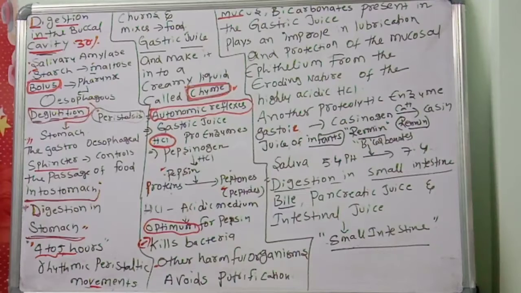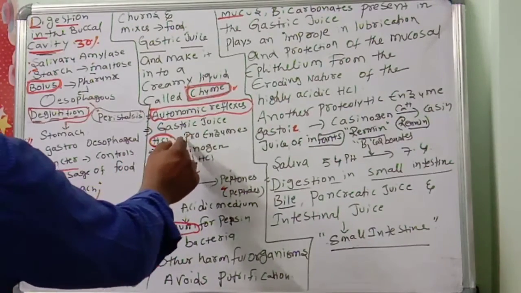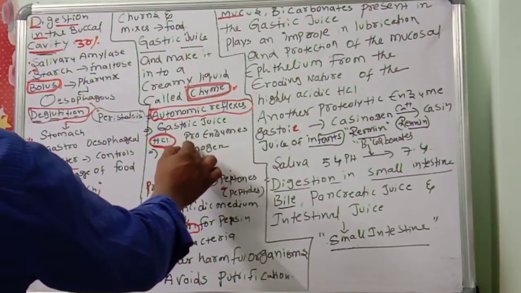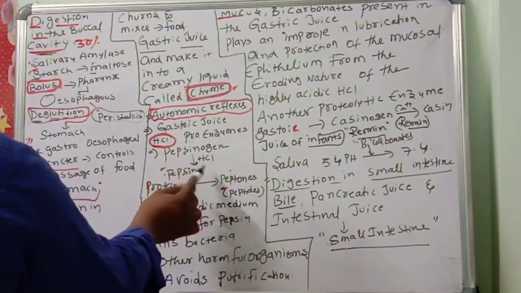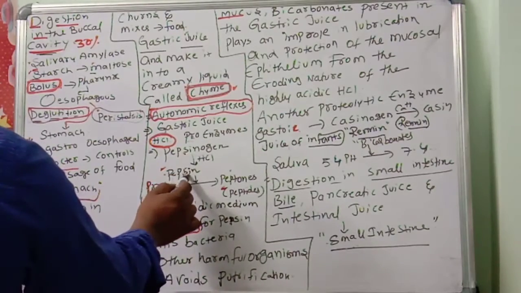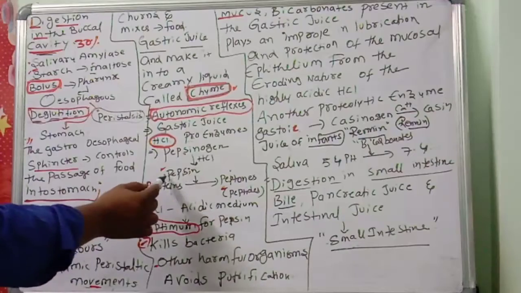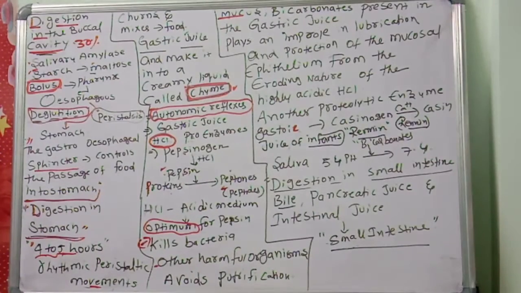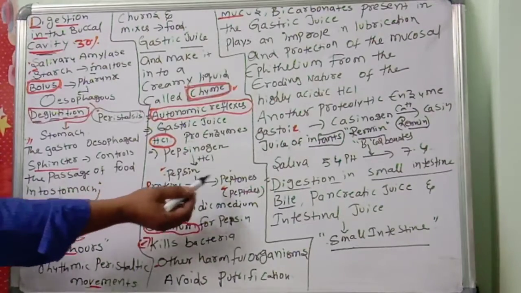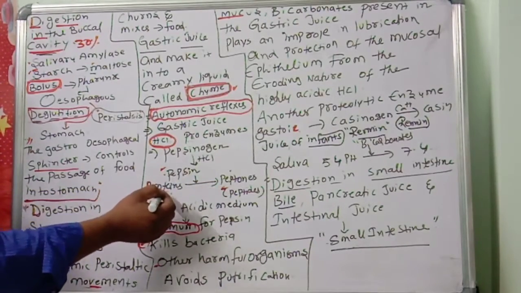Now, gastric juice contains a very important compound. That compound, as you know very well, is the acid HCl. HCl's main function is to convert inactive proenzyme to active enzyme. Pepsinogen is a proenzyme. The active enzyme is pepsin. So pepsinogen converts into pepsin by the help of HCl. Then pepsin converts proteins into peptides.